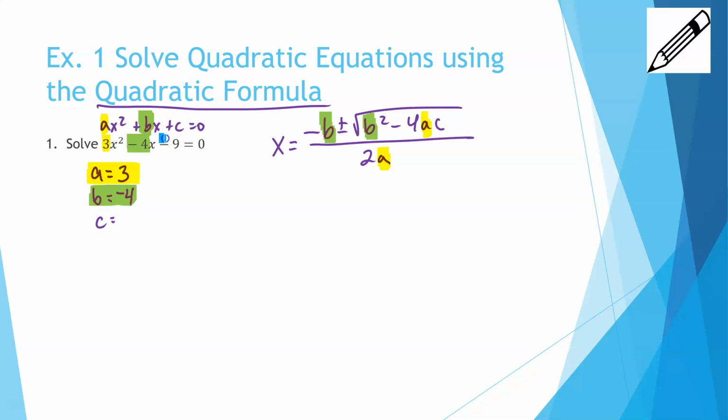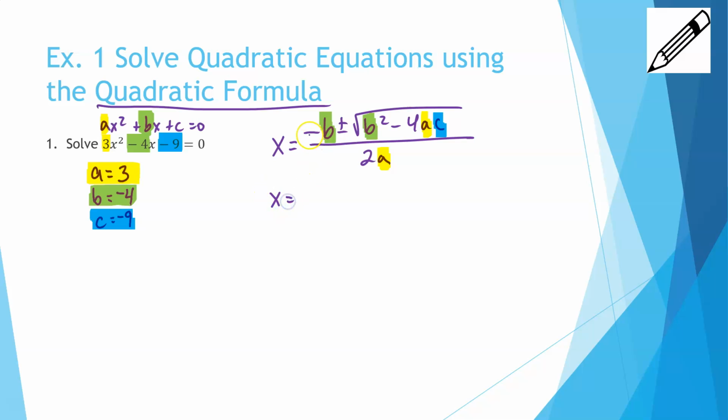So the c, again, is with the sign. So since it's minus, I'm going to include the negative. And then that's just going to go in this one spot. So my c in this case is a negative 9. Okay, once I identify those 3 letters, then I go ahead and I substitute.